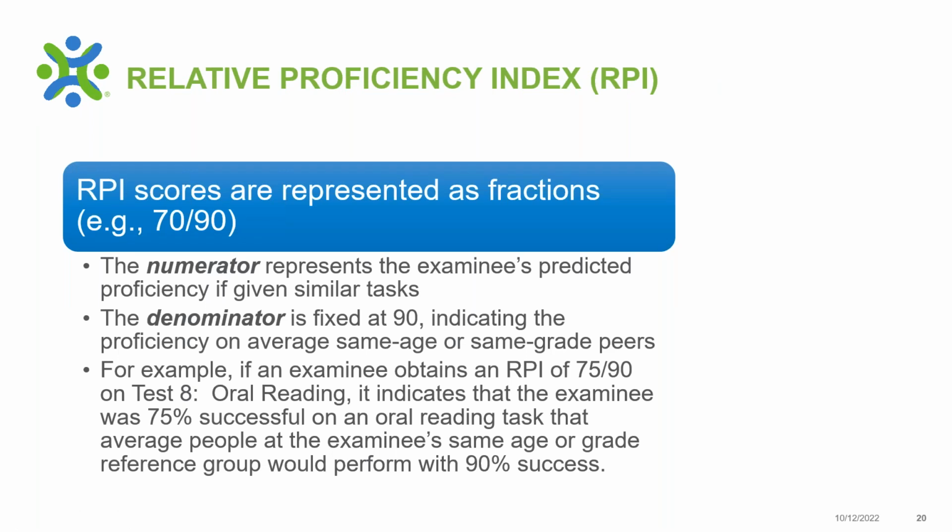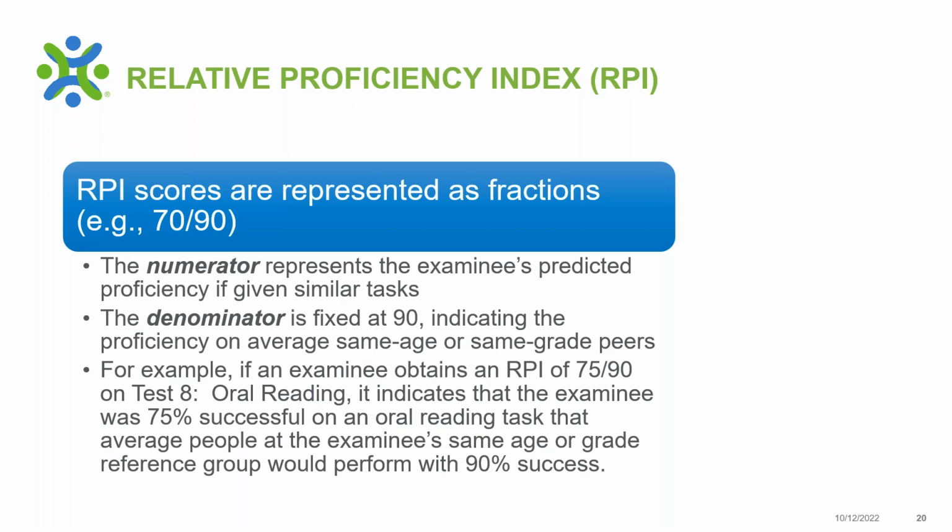So when you see the RPI appear on your score report, it is presented as a fraction where the numerator represents the examinee's predicted proficiency if given similar tasks. The denominator is fixed at 90. It is always going to be 90, which is a reflection of the average proficiency of same age or same grade peers.